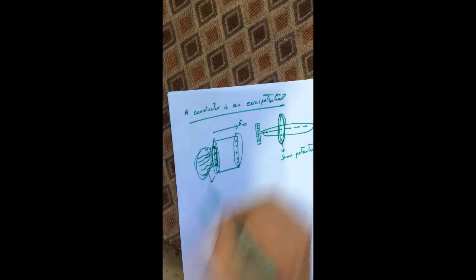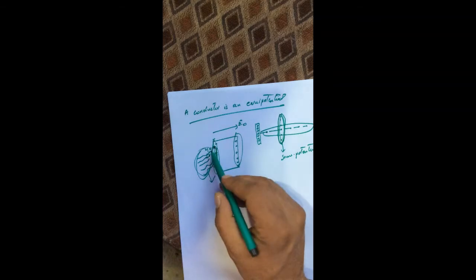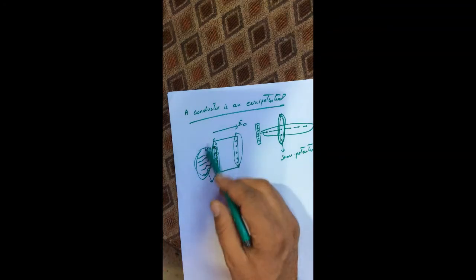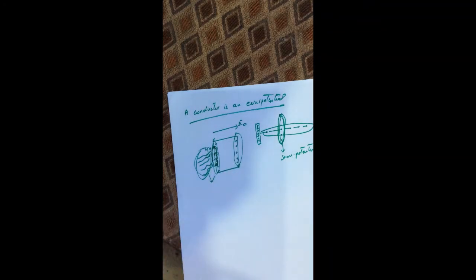This surface is at equipotential. It becomes equipotential in a millionth of a second. In a very, very short time interval, this whole surface of the conductor becomes equipotential. There might be a potential difference, but that difference will disappear in a millionth of a second.